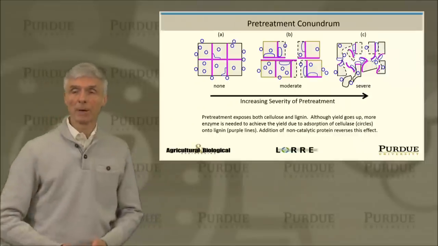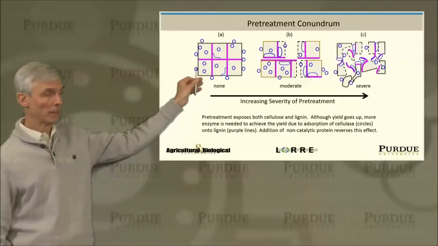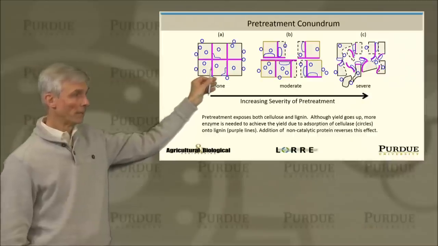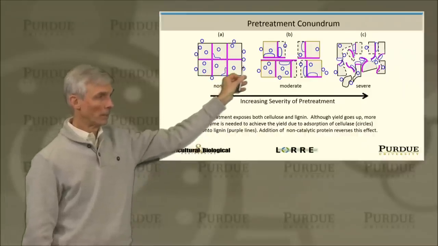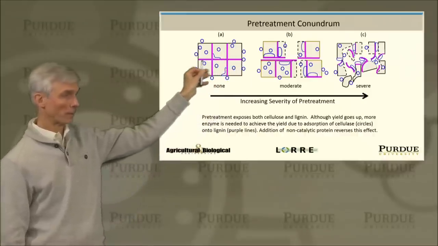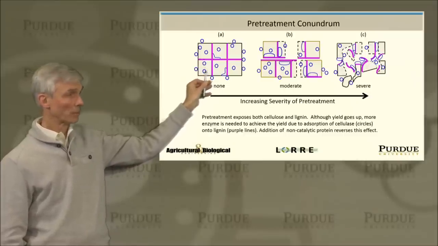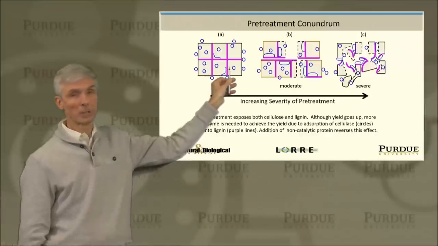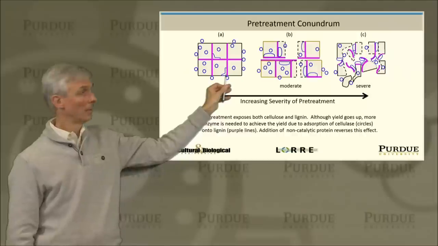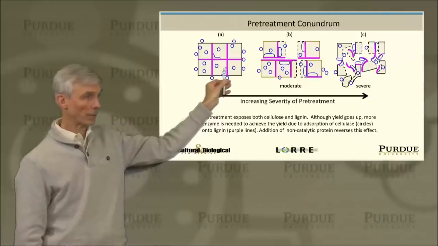So what we did is we came up with an explanation and a graphic to try to explain how this conundrum, in fact, is implemented. This first square represents cellulose and lignin structure. It's a graphic, of course. The purple represents lignin. The light colored squares represent the cellulose. The circles, the enzyme. This is before pretreatment. We do get some hydrolysis. We likely also have some exposure to lignin, which will absorb a small amount of the enzyme. And this is shown as a flattened circle here.